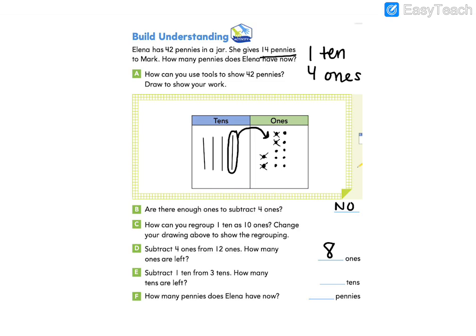Now we can subtract our 10 from the 3 tens. So we subtracted our 4 ones, then we subtracted our 10. How many 10s are remaining? If you said 2, that's correct. Now this can get a little tricky because it looks like we still have a 10 here. But this 10 we've regrouped into 10 ones. So let's put together 2 10s, 8 ones. That's equal to 28 pennies.